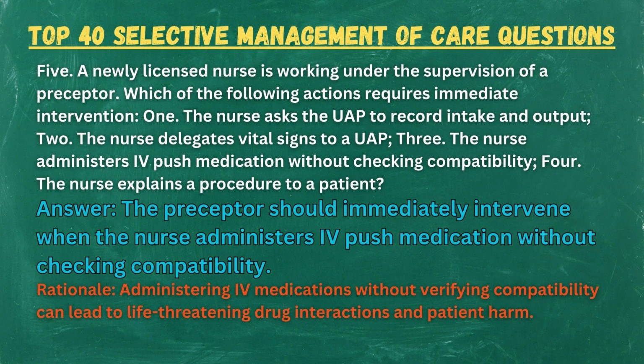5. A newly licensed nurse is working under the supervision of a preceptor. Which of the following actions requires immediate intervention? 1. The nurse asks the UAP to record intake and output. 2. The nurse delegates vital signs to a UAP. 3. The nurse administers IV push medication without checking compatibility. 4. The nurse explains a procedure to a patient?